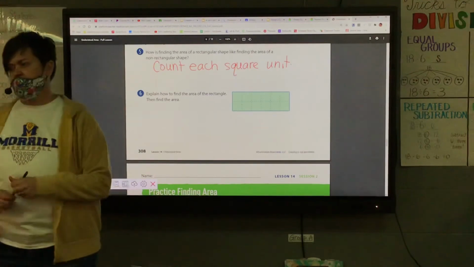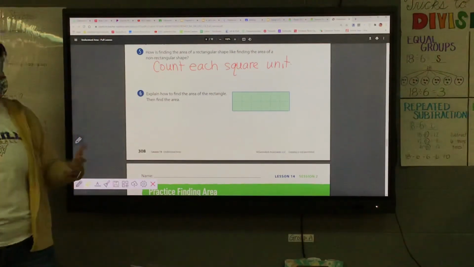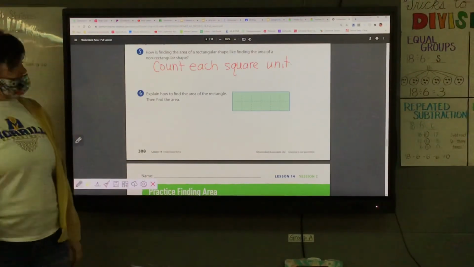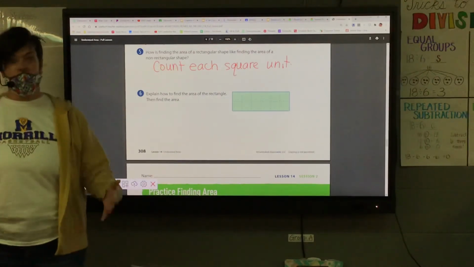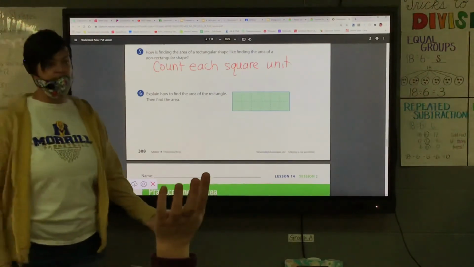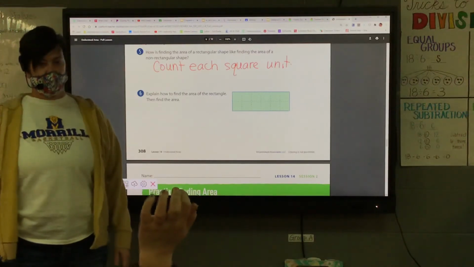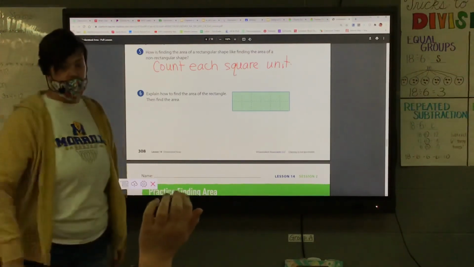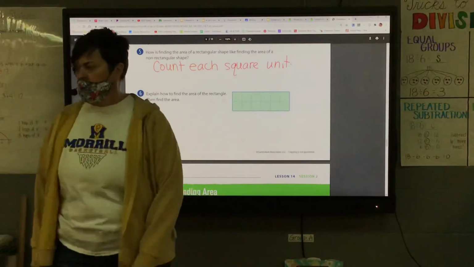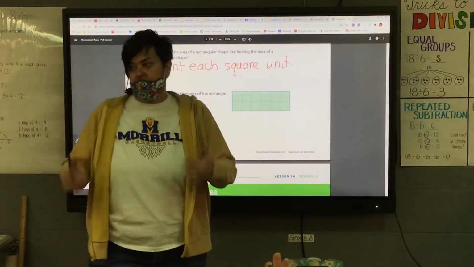All right, let's look at 6 together. We have to explain how to find the area of the rectangle, then actually find the area of the rectangle. How would you explain to someone that doesn't know how to find area? How would you explain to them what they need to do? Let's say a 2nd grader walked in here, and they're like, "What are you doing?" And you'd say, "I'm going to help you find the area of this rectangle." What would you say to them though?